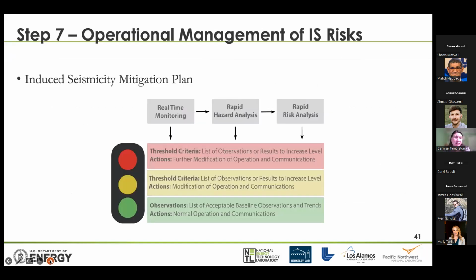So, for instance, for an adaptive traffic light system, we have real-time monitoring feeding into rapid hazard analysis, which feeds into a rapid risk analysis. We can have a list of observations or results that would increase the level from green to yellow to red, and a set of actions that would require the modification both of the operation and of the communication to the stakeholders.